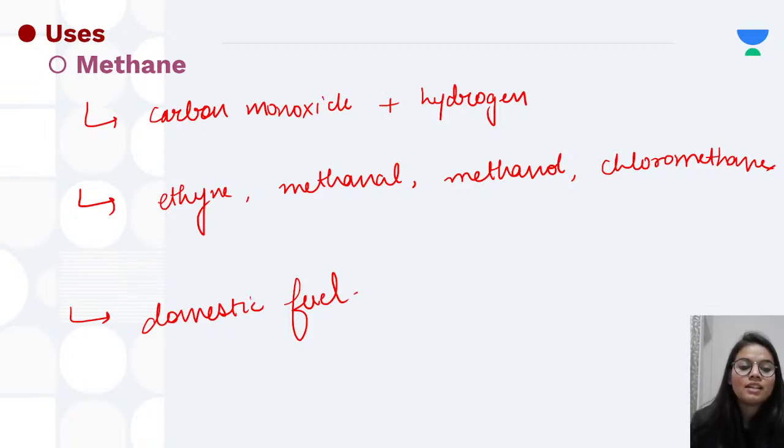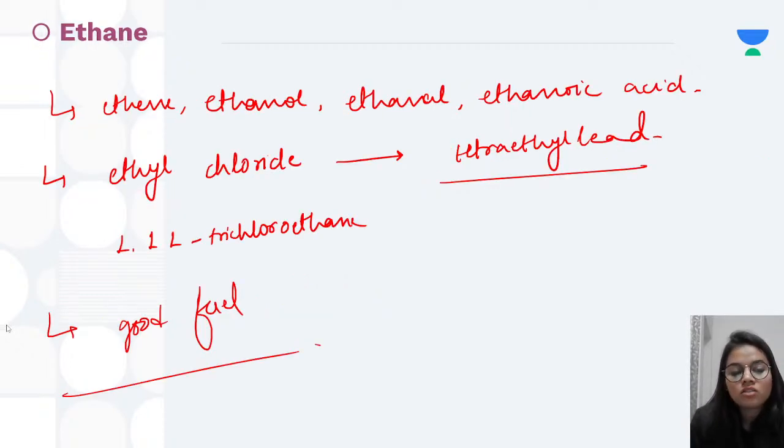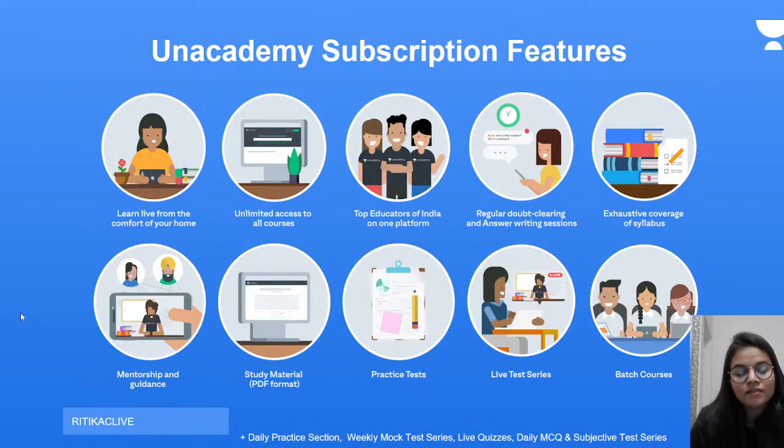We can get various things such as ethine, methanol, chloromethane, etc. Then we have domestic fuel, so methane is used as domestic fuel. Ethane is also a good fuel. It is used to produce ethene, ethanol, ethanoic acid, etc. So I hope that you have understood everything that we have learned today.